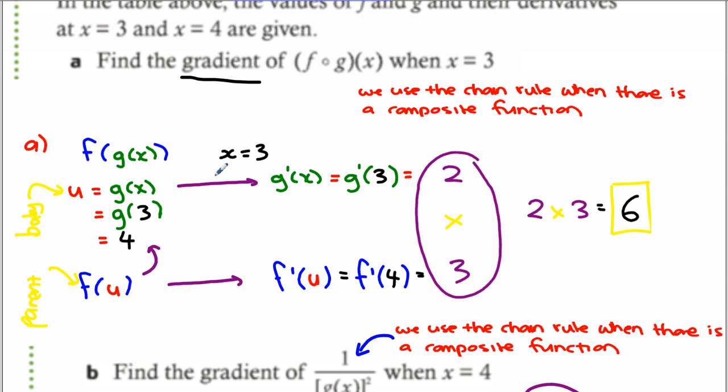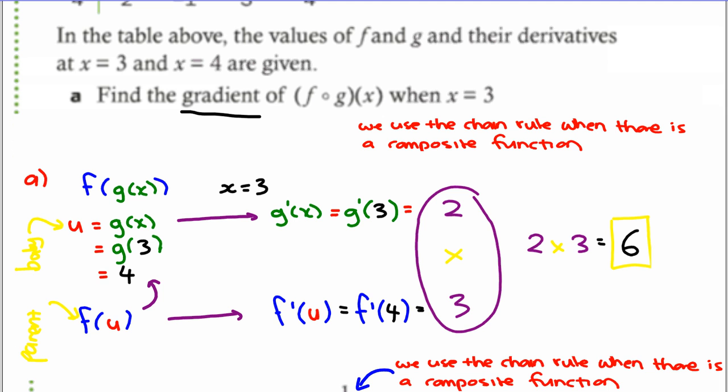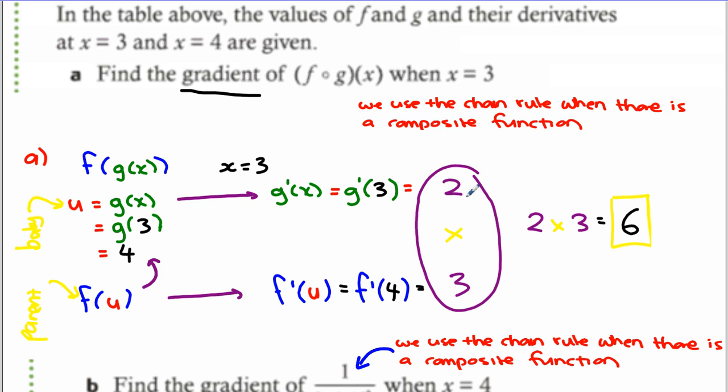So therefore, of course, its derivative would be just g dash of x. And at x equals 3, g dash of 3, let's get that from the table above, because this question's saying at x equals 3. So g dash of x at x equals 3 is 2. That's where this 2 came from. So I identified the baby function, first of all, g of x. Its derivative, of course, will be g dash of x. And at x equals 3 will be g dash of 3, so 2.